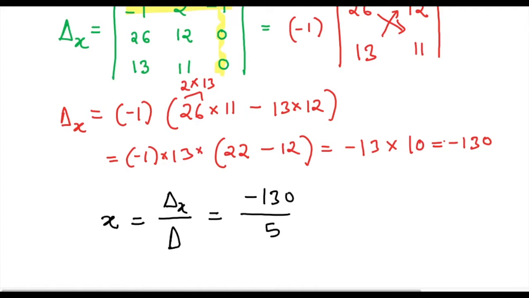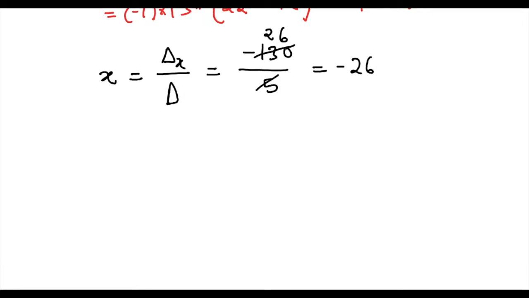So this will be minus 130 upon 5, that is minus 26. Similarly, we can find the value of del y.